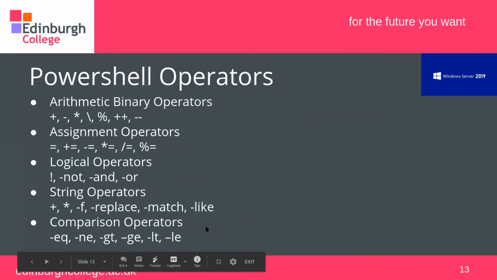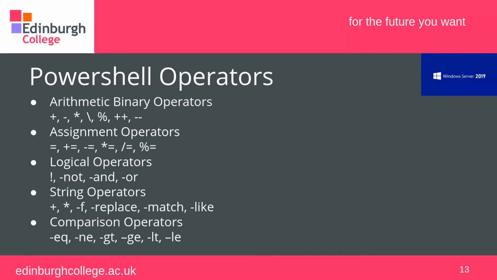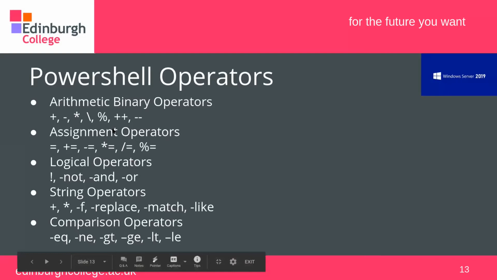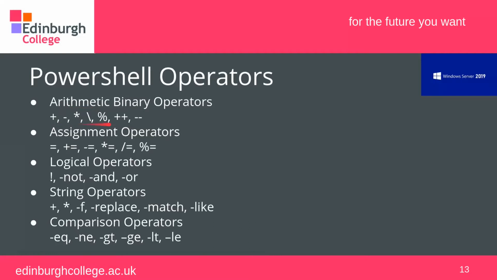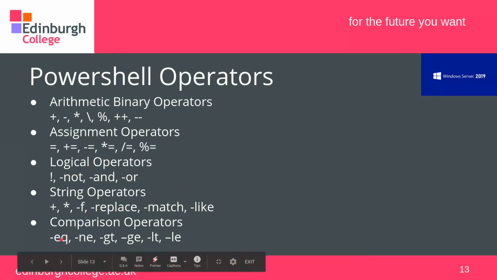Now, just like we learned in our programming class, we have arithmetic binary operators. So we can do add, minus, assignment. We can do add and equals, take away and assign. We can do not, and, or. And we can do these comparison operators. So we can have equal to, not equal to, greater than or equal to, less than, and less than or equal to. All right.